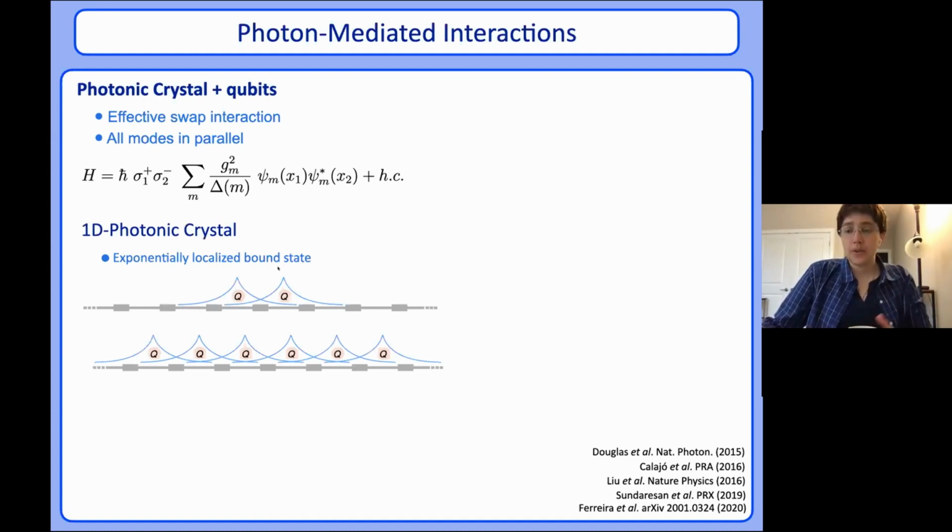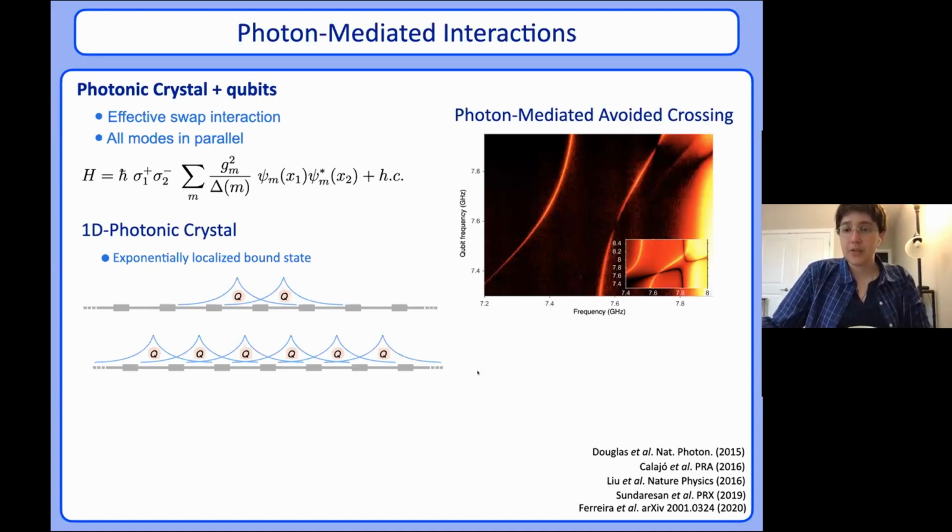And so when you do this in a photonic crystal, you get an envelope that comes from what the crystal mode structure looks like. And in a 1D chain, what you natively get is an exponentially localized interaction or an exponentially localized photonic bound state. And this has been well known. It's been measured in a few different groups now. This is data from the Houck lab in, I think, 2019 or so.